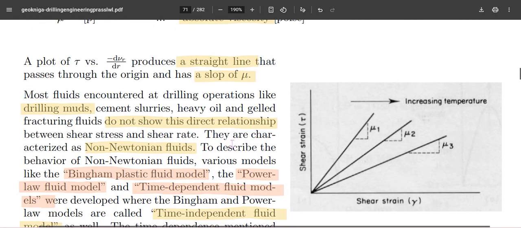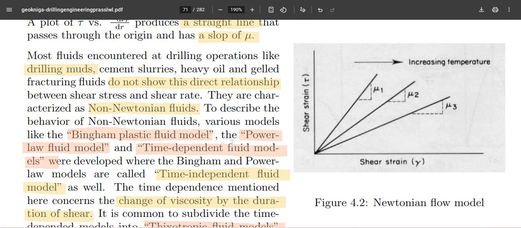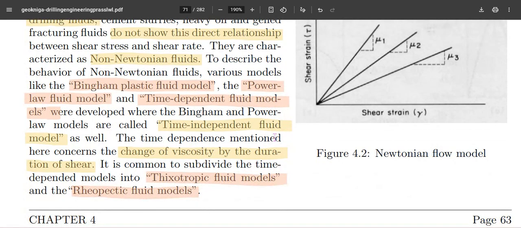But unfortunately, this linear relationship between the shear stress and shear strain won't occur for most of the drilling muds that we are utilizing to maintain the proper hydrostatic pressures. So those drilling muds are termed non-Newtonian fluids. Non-Newtonian fluids again can be classified into different types based on their rheological properties, like Bingham plastic fluid model, power law fluid model, and time-dependent fluid model.